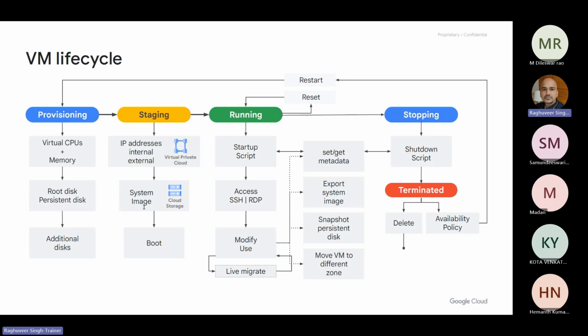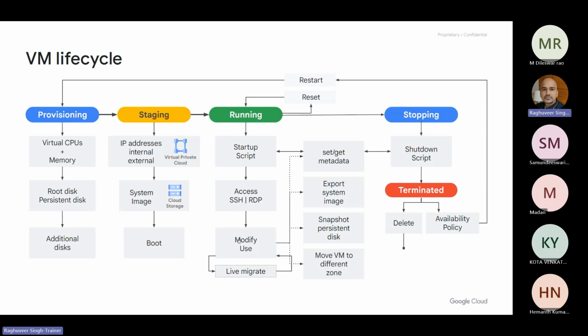That image is stored in the cloud storage. The image comes, the IP address comes, and the VM is provisioned, and the VM boots. When the VM boots, it comes into running stage. Now, when the VM runs, you can also run a startup script on the VM. You can access the VM using SSH or RDP.